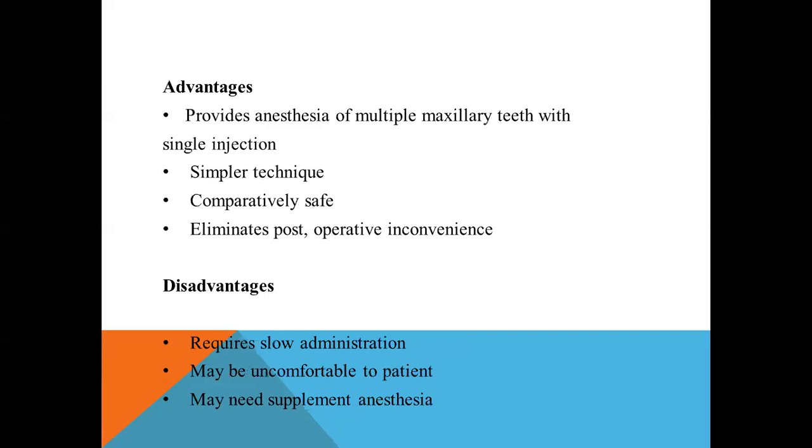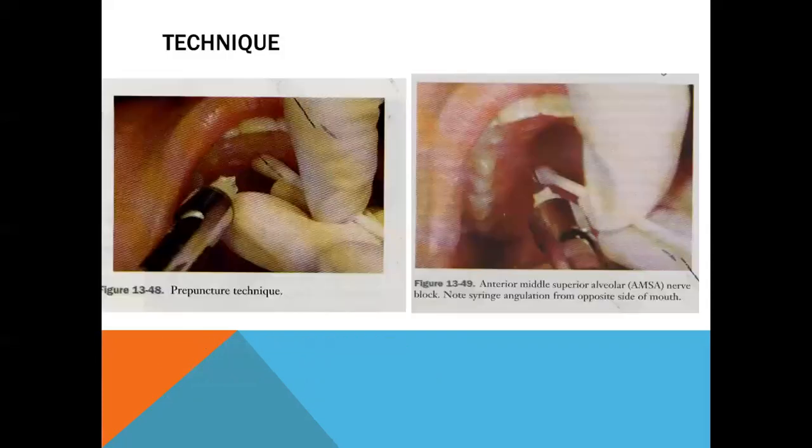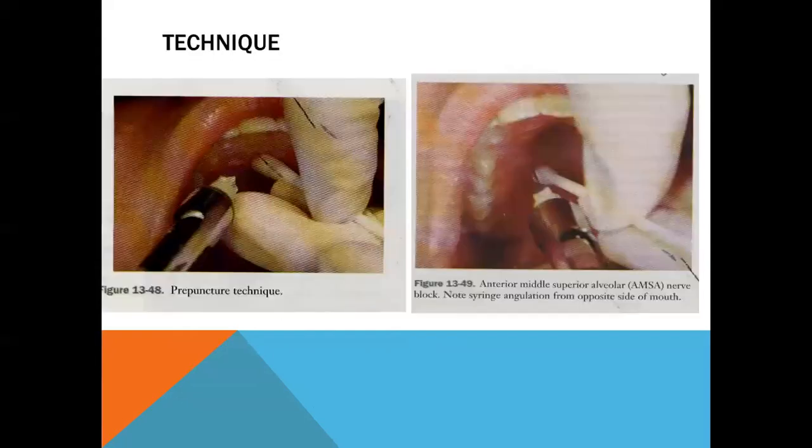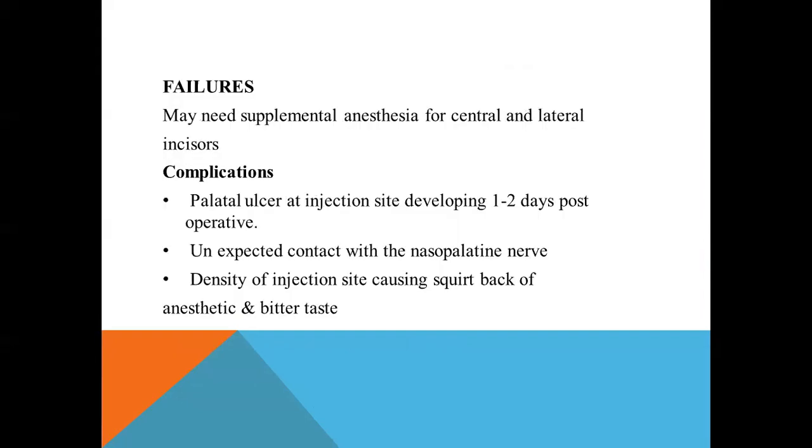Advantages: it provides anesthesia of multiple maxillary teeth with a single injection, a simple technique and comparatively safe. It eliminates post-operative inconvenience. Disadvantages: it requires slow administration, sometimes it causes discomfort to the patients, and sometimes it may need supplemental anesthesia. So this picture shows the technique of it. Anterior pre-puncture technique, anterior middle superior alveolar nerve block. Sometimes we need supplemental anesthesia.